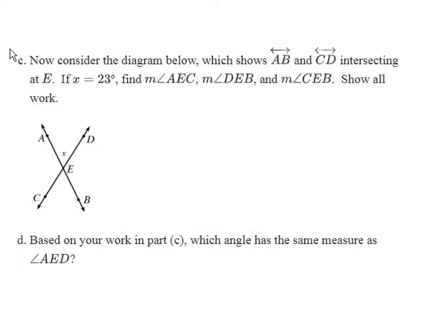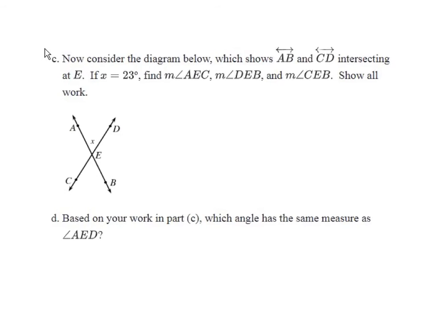Now consider the diagram below, which shows line AB and line CD intersecting at the point E. If x is 23 degrees, find the measure of angle AEC. So I'm looking for this angle measure. Well, I know that this part right here is 180 degrees. So if I take 180 degrees, take away the 23 degrees I already have, I get 157 degrees.